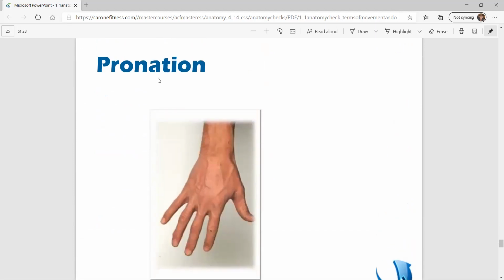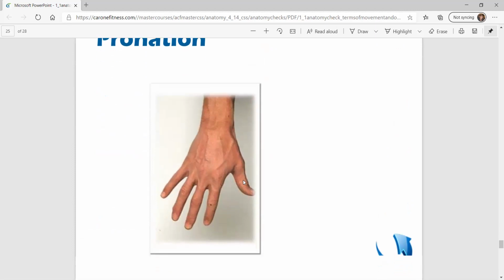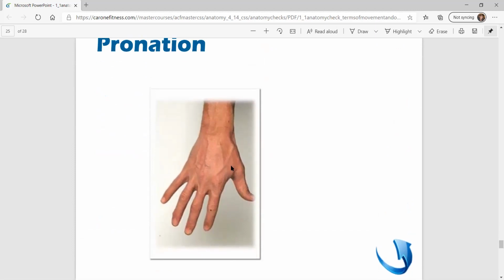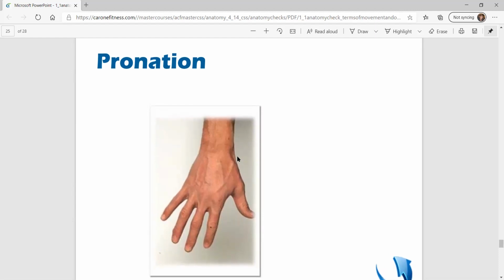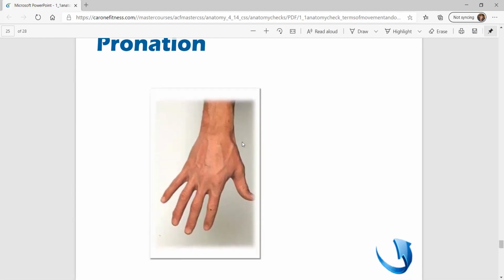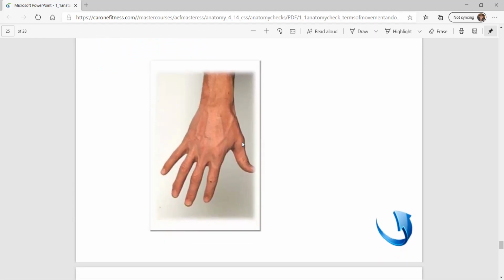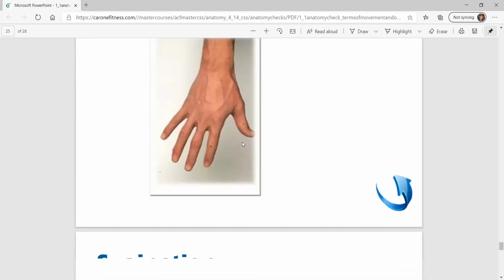Pronation, so think prone, lying face down. Pronation, this person's hand is facing downward. The palm is facing downward and backward. So this is pronated. If you've heard of a pronated grip, if you grip onto a bar and your palms are facing down and you pick it up, that is a pronated grip.